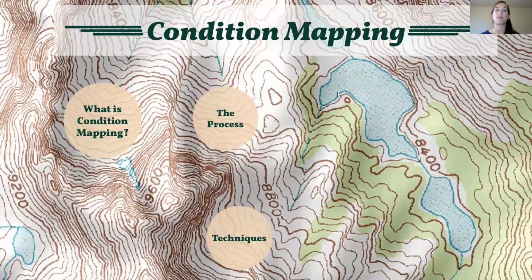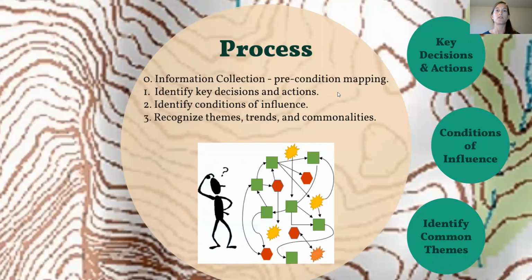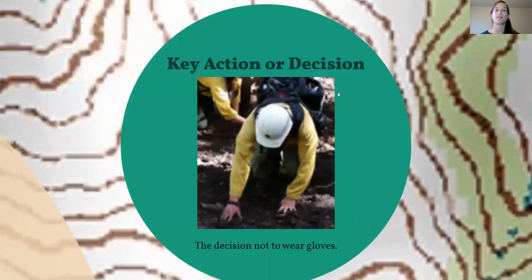So what does condition mapping look like? Condition mapping begins once all of the information regarding an incident or subject is gathered and a coherent narrative or summary has been written. There are three basic steps to condition mapping. First, key decisions and actions are identified. These are usually key points within the proceedings of an event that highly influence the outcome. In our previous example, the act of not wearing gloves could be considered a key decision or action.